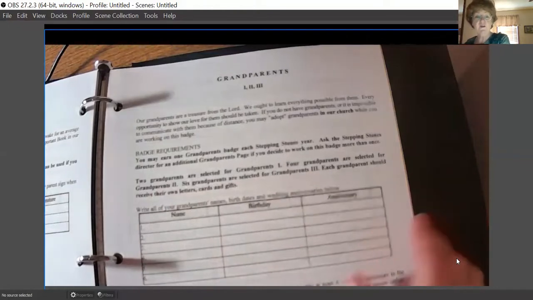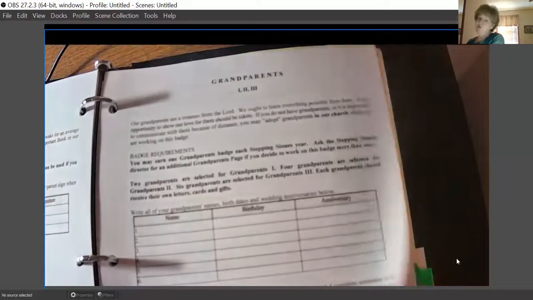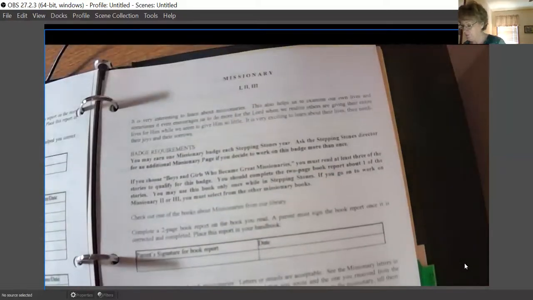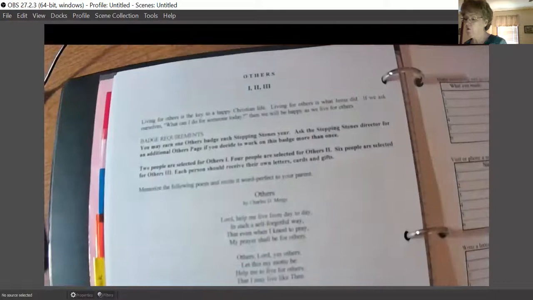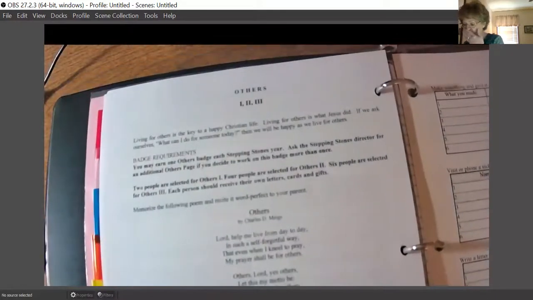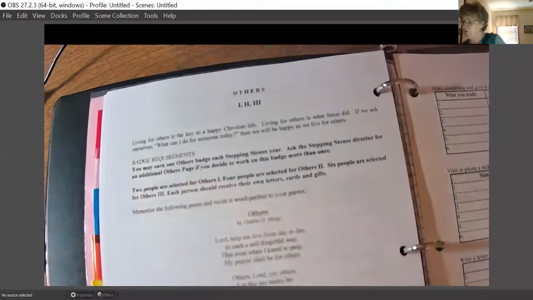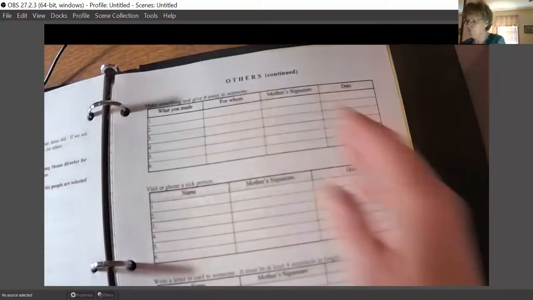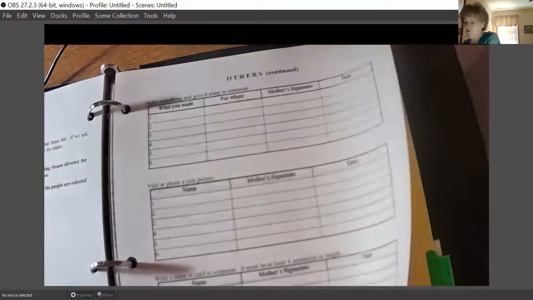If you don't have six grandparents, you can use people from our church that can act as grandparents, and you can write them love notes and find out their favorite verses and such. Then we have missionary others. Others is in a way kind of like grandparents. The first time you work on others, you have to do things for two people. For others two, it's four people. For others three, it would be six people. That's when you would phone six different people or make something for six different people.